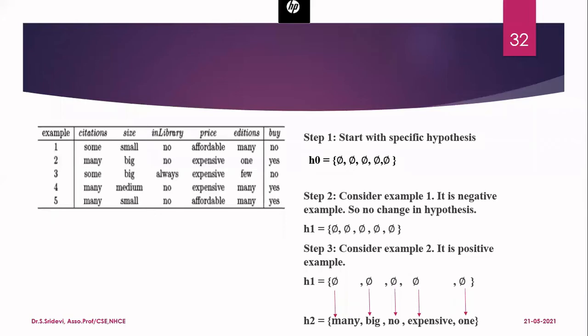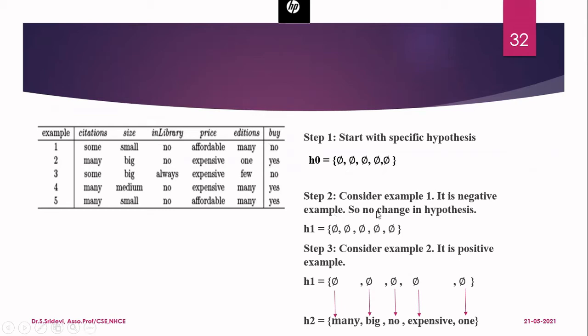To decide whether an example is positive or negative, just look at the last column, the target class. If it is yes, it is a positive example. If it is no, it is a negative example. Sometimes instead of yes and no, they can give you Boolean values 0 and 1. 1 is treated as yes and 0 as no. Now I am considering the first example. It has no in the target class, which means it is a negative example.